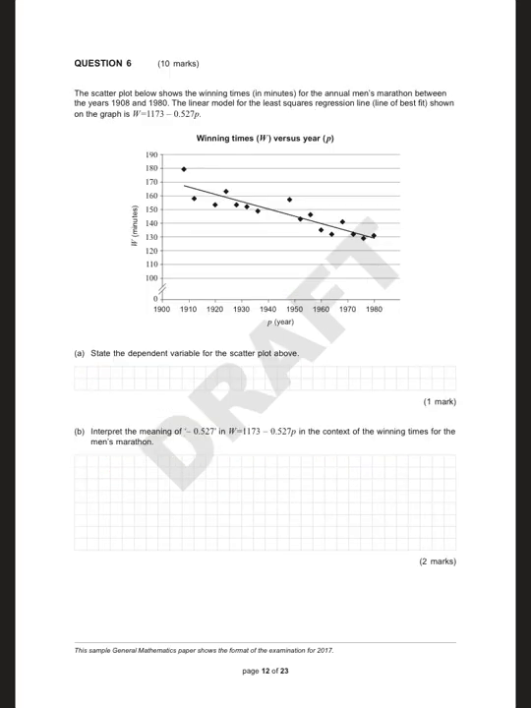Alright, statistics question. Scatter plot below shows winning times in minutes. So what that's telling me is that as time progresses, it takes less and less time to complete the marathon. State the dependent variable, the scenario. It's the winning time, in minutes.